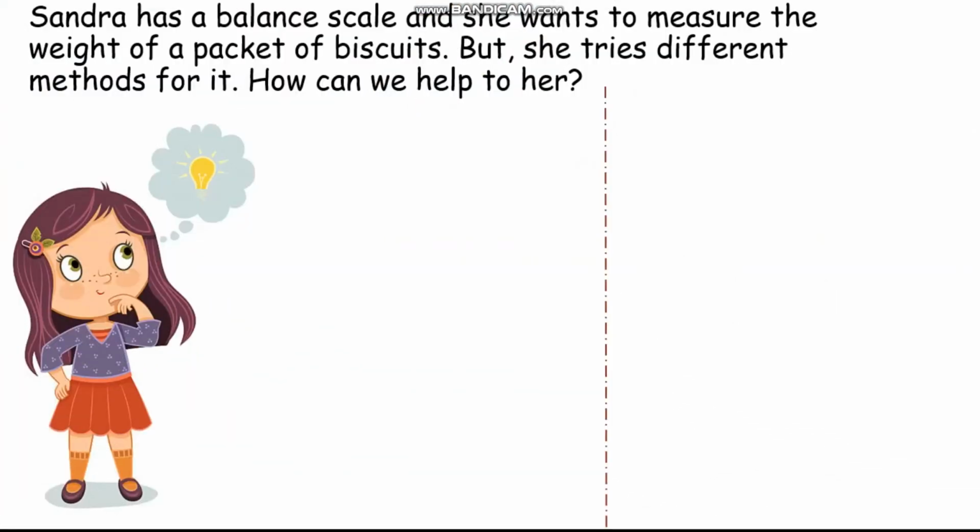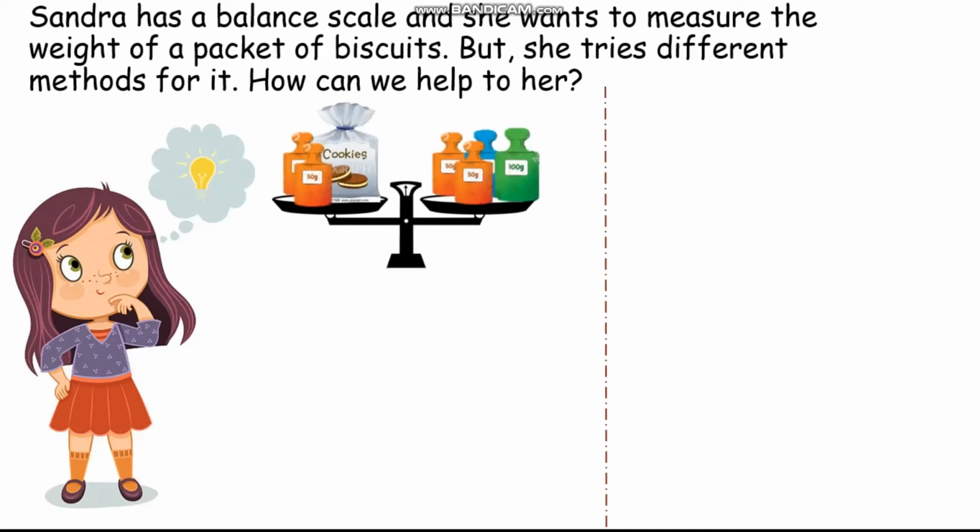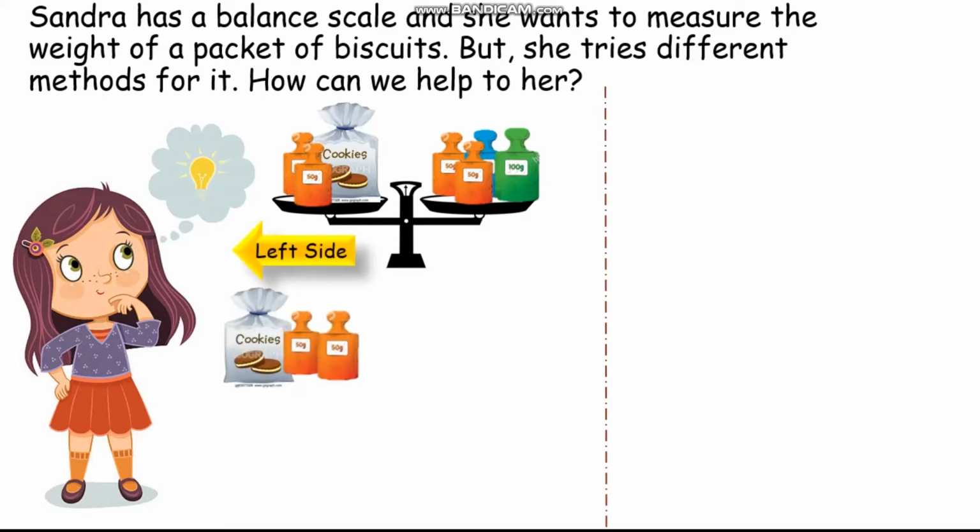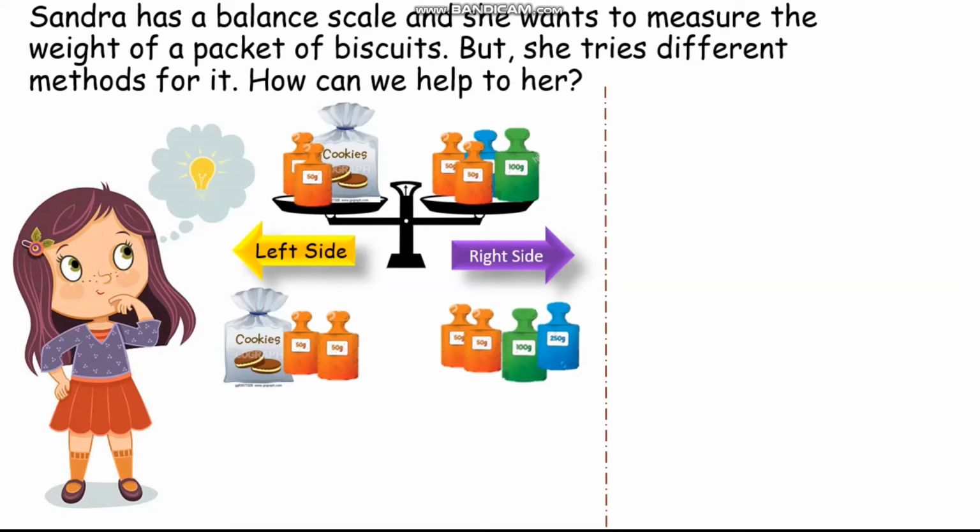Let's look at the third case. In the third case, we can see that there is a balance scale, but there is a difference from the first one. It is that there is one more 50 grams on the right side and on the left side. Let's look. On the left side, we have 250 grams and a packet of cookies, and on the right side, we have 250 grams, 100 grams, and 250 grams. And we know that these are equal to each other.